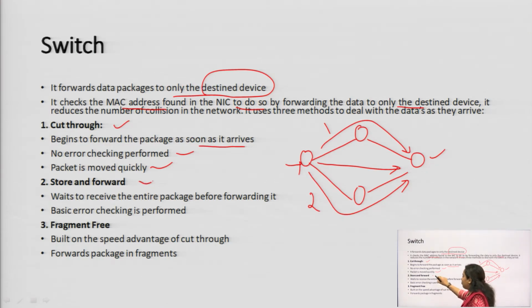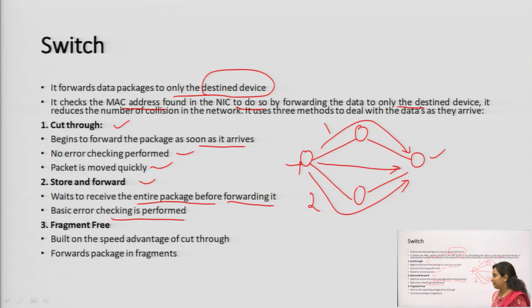Then store and forward waits to receive the entire packet before forwarding it, and basic error checking is performed. So, there is an advantage of using store and forward. Once the packet, or a portion of the packet, is received, it will wait until the entire packet is received and then perform basic error checking. Next is fragment free, built on the speed advantage of cut through, and it forwards the packet in fragments. Fragments means a small portion of the data will be forwarded in the switch.